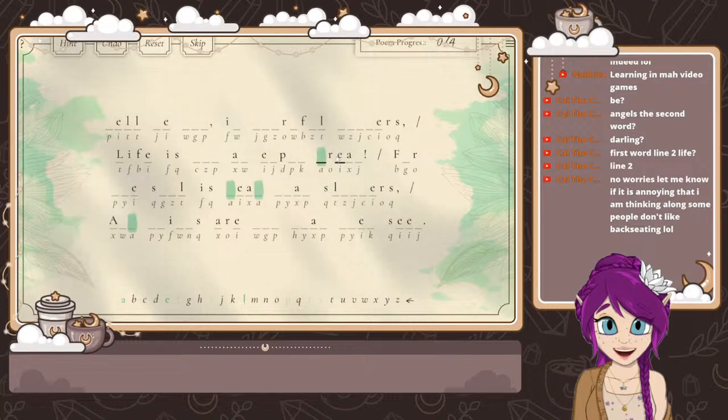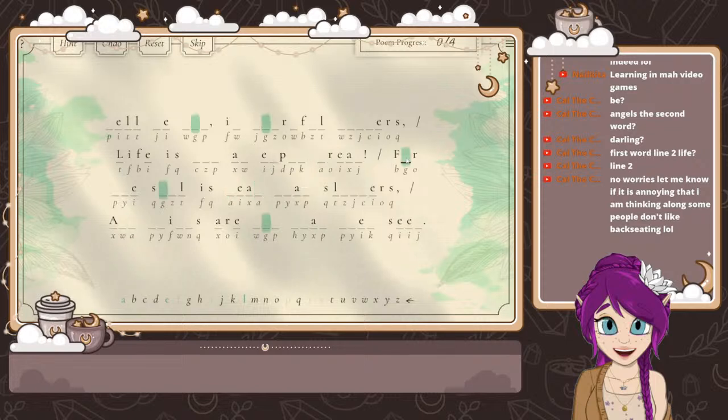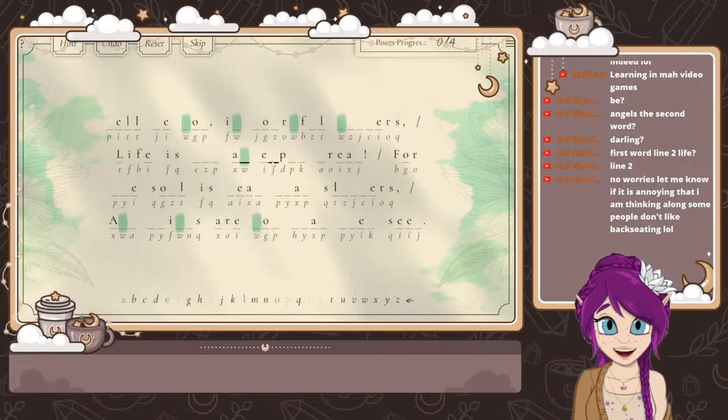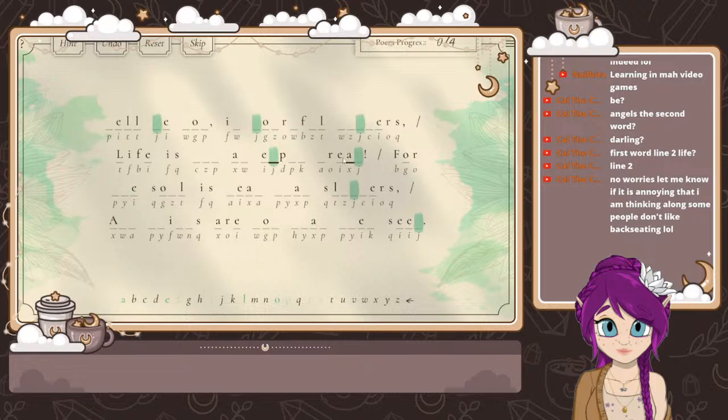Oh no, backseating in this game is fine, especially with the lag. I know some games backseating can be really, really annoying, but I think it's okay for this one. Oh, this one's 4. Life is but and something? No. I already used the L.